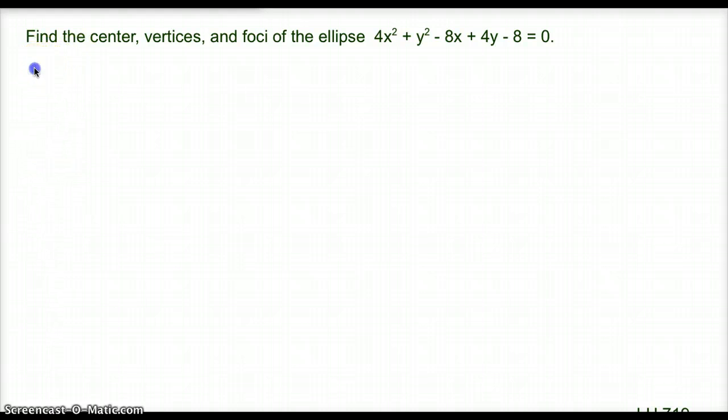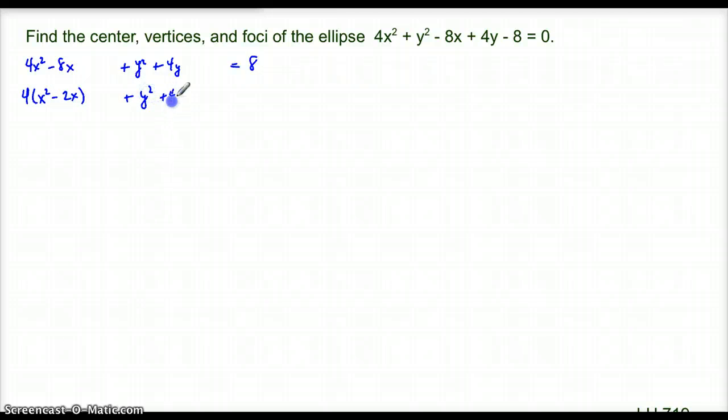So I'm going to start by writing this as 4x squared minus 8x, and I'll leave a space, plus y squared plus 4y, and I'm going to add 8 to both sides, so that equals 8. I'm going to now factor the 4 out of the x terms, so 4 times x squared minus 2x plus y squared plus 4y. And I did that to set up for factoring by completing the square, which I'm now going to do.